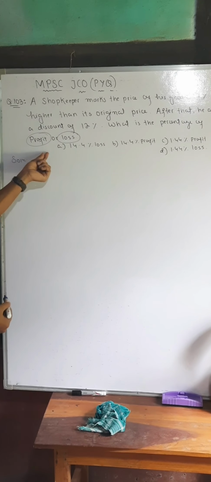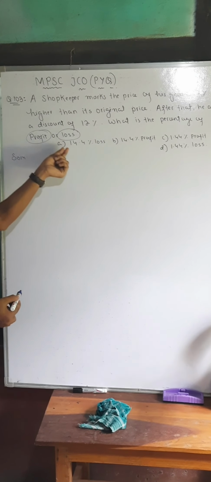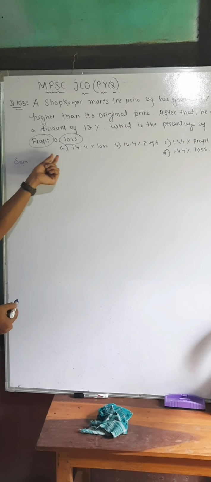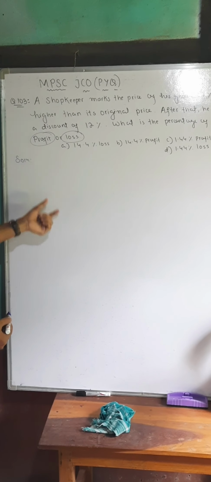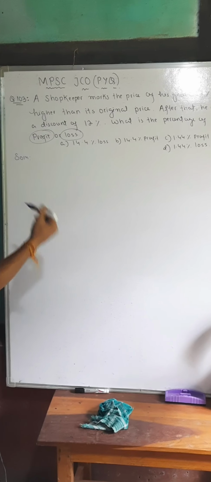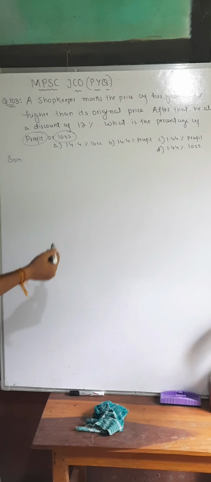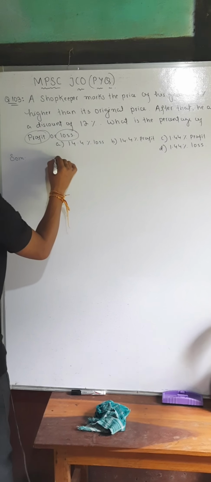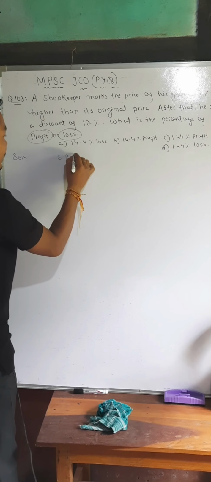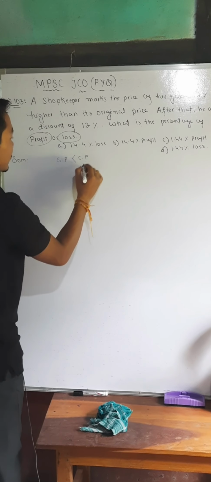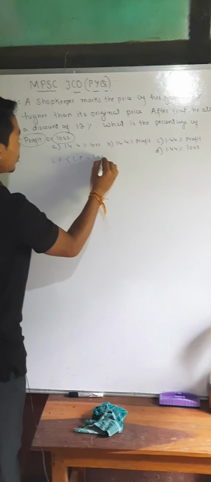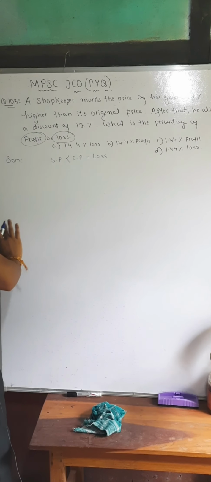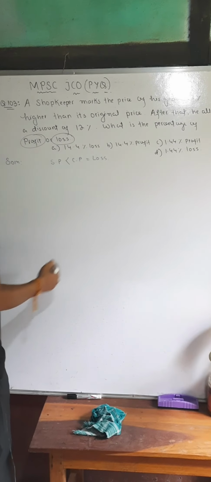So what do we need to find? The percentage of profit or loss. But it is unknown to us whether there is a profit or loss. In order to find whether there is profit or loss, we have to know the cost price and selling price. And one thing we know: if SP is less than cost price, there is a what? Loss. Let's say there is a loss. Again we need to find the loss percentage. What is the formula of loss percentage?